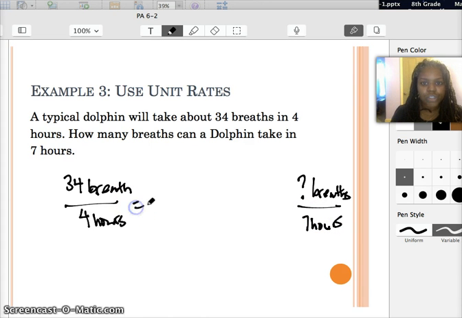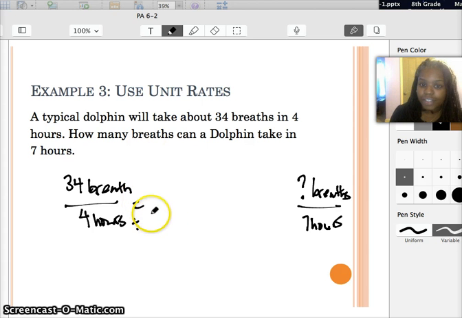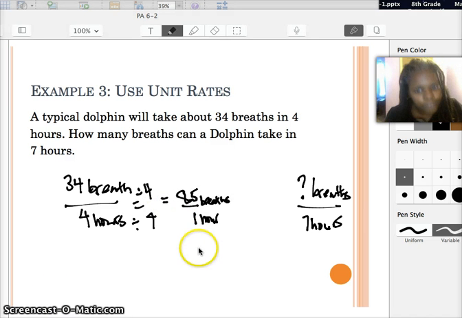So what I need to do is find the unit rate, because when I find the unit rate, I can figure out how many breaths are taken in 1 hour, and then I can move that over to 7 hours pretty simply by a little bit of multiplication. So I am going to divide the top and bottom by 4, and when I do that, I'm given 1. For every 1 hour, there are 8.5 breaths taken by the dolphin.